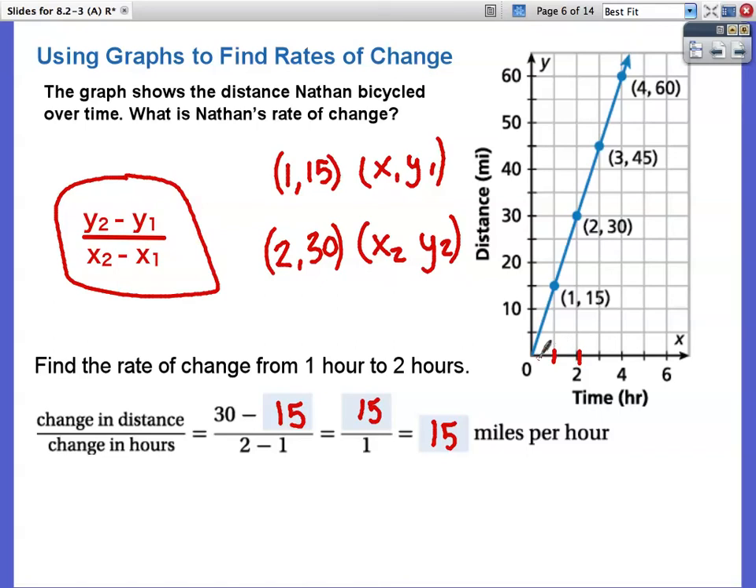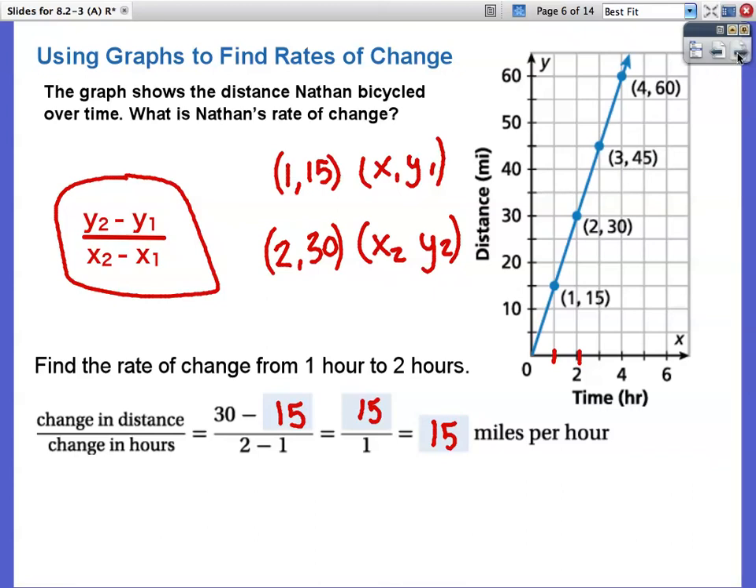And notice, if I asked you, how far did Nathan go in 1 hour, you could look at the graph and go, oh, at time 1 hour, he went 15 miles. At time 2 hours, he went 30 miles. At time 3 hours, he went 45 miles. So the rate of change from 1 hour to the next is 15 each time. His distance increases by 15 every hour he travels.